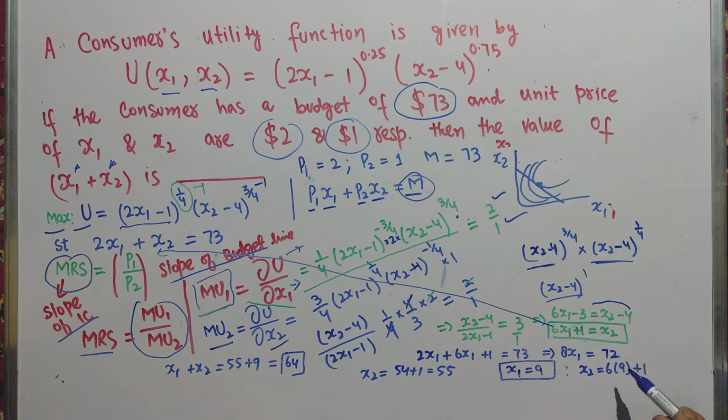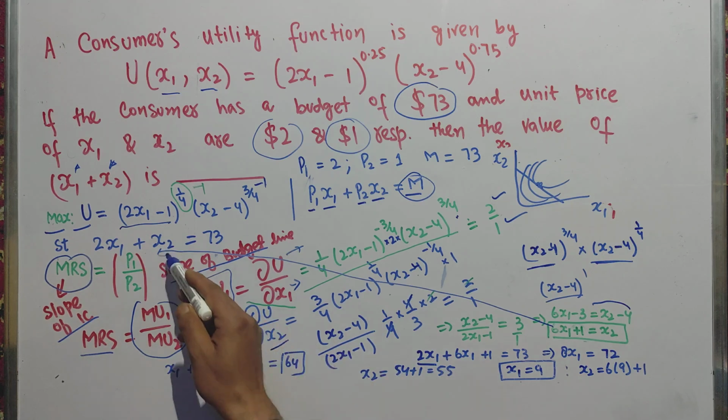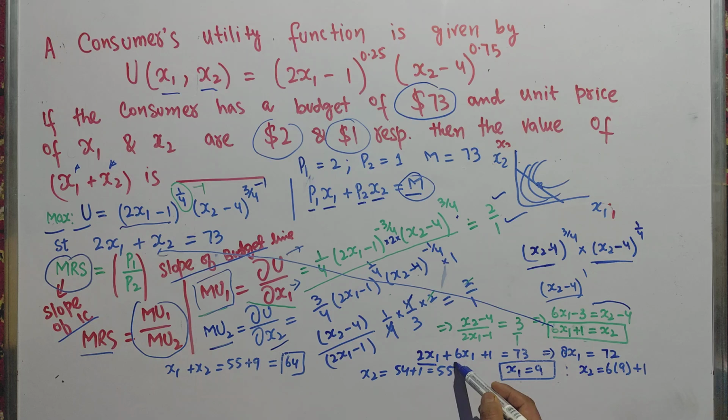When we plug the value of x2 here, what will we get? So we have 2x1 plus, in place of x2 we have this 6x1 plus 1, is equal to 73. So this comes out to be 6x1 plus 2x1 is equal to 8x1 is equal to 72. Why? Because 1 is transposed, it gets subtracted from 73. So when we divide both sides by 8, the value of x1 comes out to be 9.